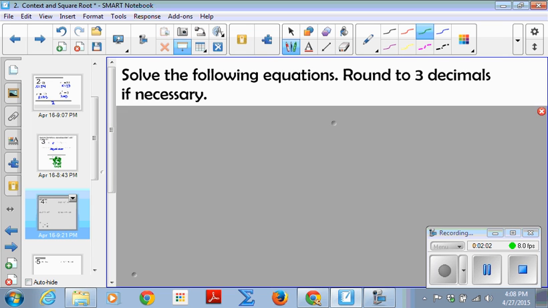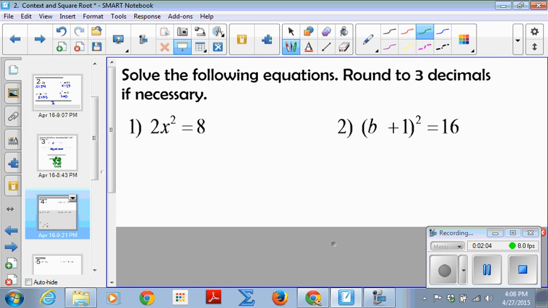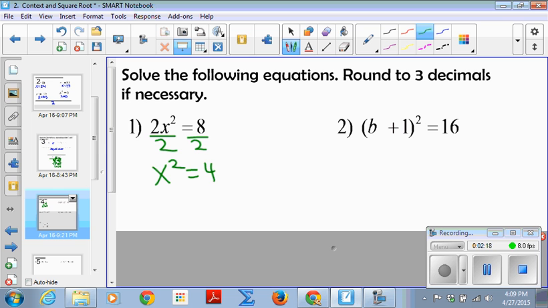So let's go ahead and work on the next 4 problems. I advise you to stay with me for these. They're all a little bit different. So 2x squared equals 8. Actually, you guys can do this one on your own if you want. We divide both sides by 2. Left with x squared equals 4. And then x equals positive or negative 2 after we square root both sides. That was nice and easy.